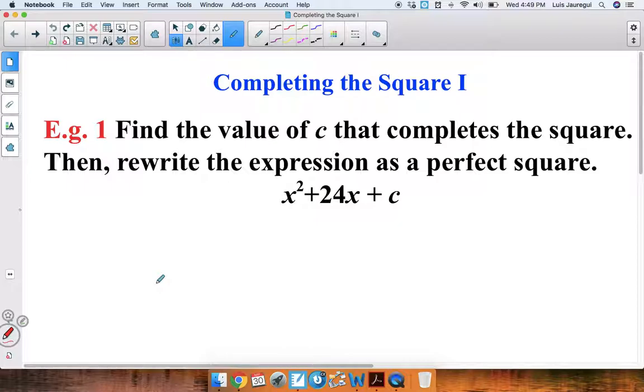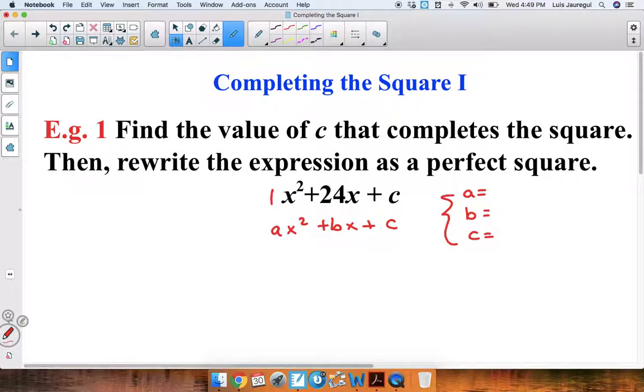Let's take a look at our first example. Find the value of c that completes the square. Then, rewrite the expression as a perfect square. So here we have x squared plus 24x plus c. Notice that we have the expression in the form ax squared plus bx plus c. So we can go ahead and identify the values for a, for b, and eventually for c as well.